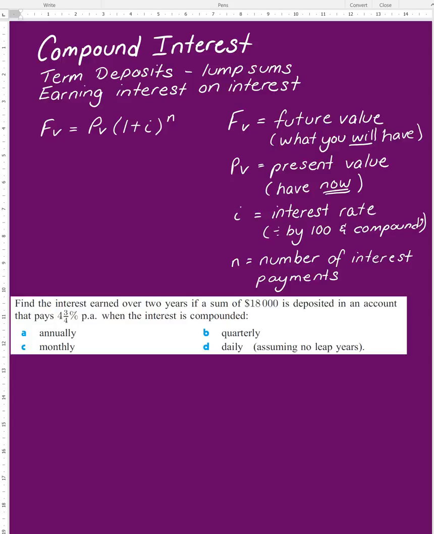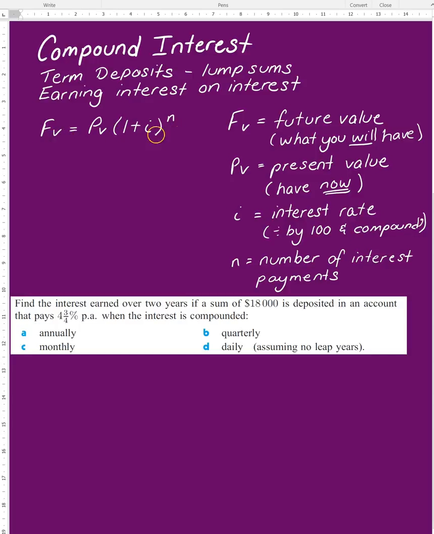So this video is looking at compound interest. We have previously been looking at simple interest, which was just a flat rate, and it was the same amount of interest every period, time after time after time. Whereas with compound interest, the amount of interest keeps growing. So we have a term deposit, which is a lump sum, and you end up earning interest on top of interest. So that amount of interest keeps growing and growing.